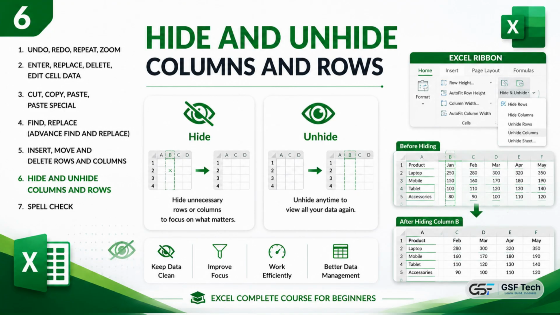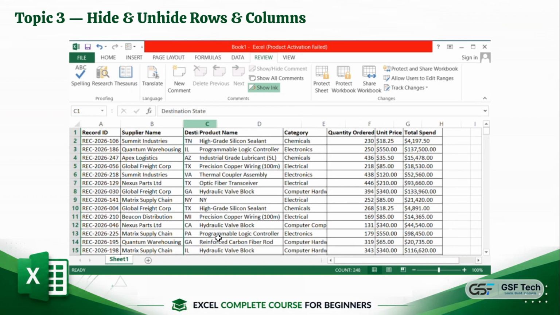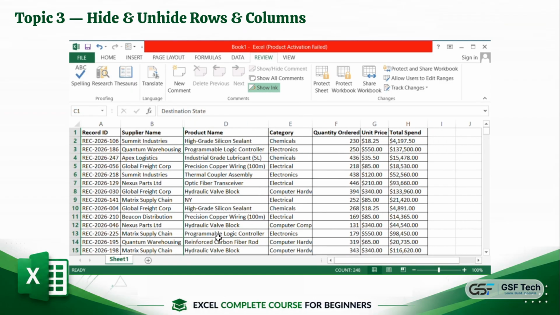Moving to our next topic now. Not every piece of information needs to be visible all the time. Excel lets you hide rows and columns without deleting them. I'll select this column. Right-click. Choose Hide. Watch closely. The column disappears. But don't worry. The data is still there.